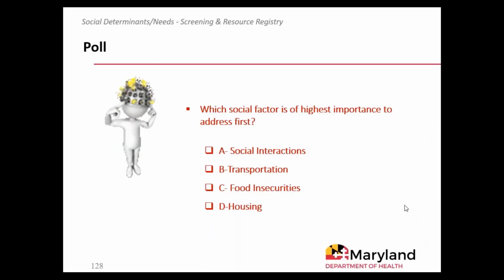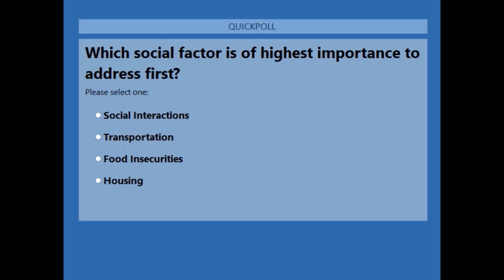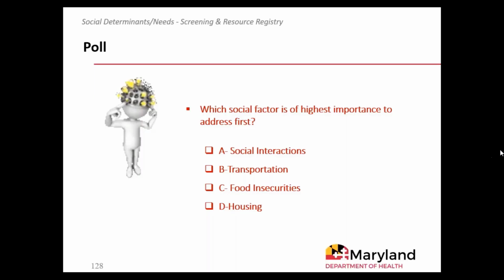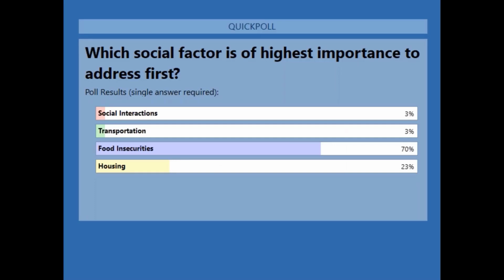Now, after discussing a few factors that could affect Miss Anexa's health, which social factor is of highest importance to address first? If you can please refer to the poll and give your answer, and we will share after we have everyone's answer collected. All right, we have about 10 seconds before we'll close the poll. Okay, awesome. Thank you, Angelica.